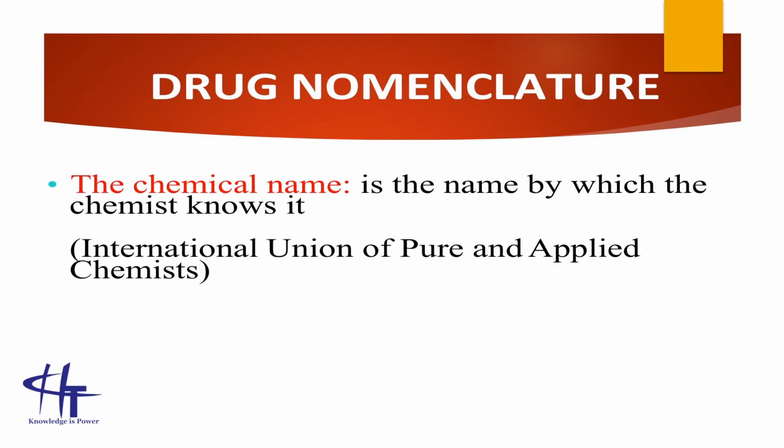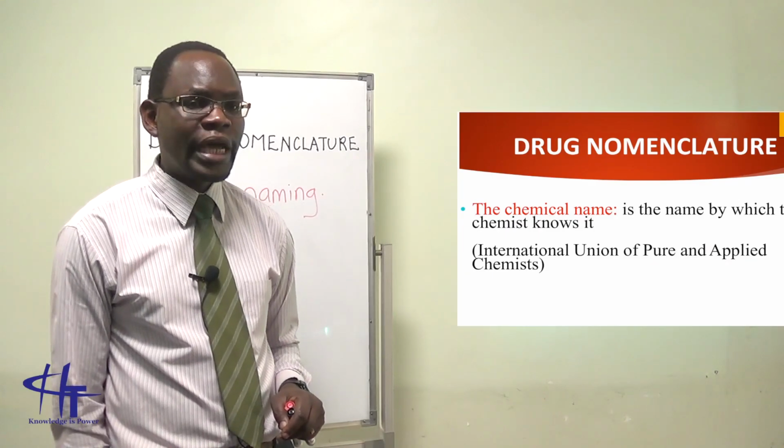Now, the chemical name is the name that is known by the chemist, not the pharmacist, but the chemist, the person who actually goes in the lab and puts a few things together to make this medication. It is generally known as the International Union of Pure and Applied Chemistry name. The name that they give to that drug is what we refer to as the chemical name. You will not find it quite often used because it is known to the chemists.